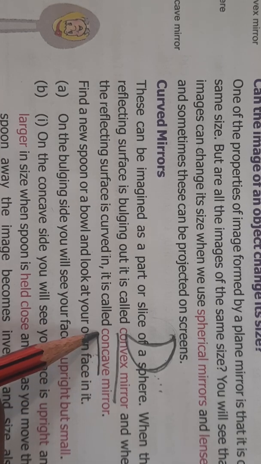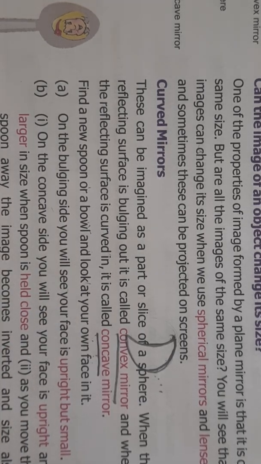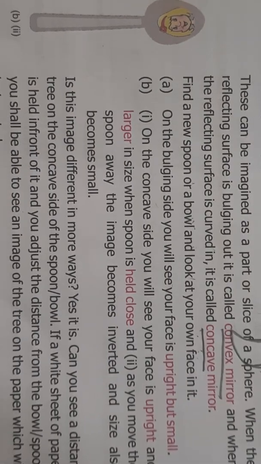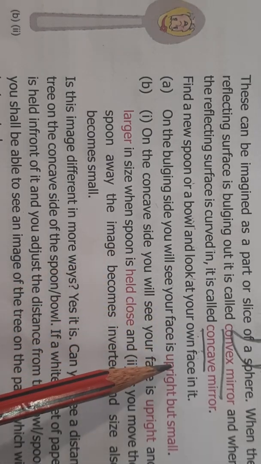So you can remember it very easily by using the term cave. Cave को याद रखना. Cave कैसे होता है? गुफा अंदर की ओर curved होता है. So concave is also curved inside. So when the reflecting surface is curved in, it is called as a concave mirror. You can take a spoon or a bowl, preferably a new spoon or a bowl, and you can look at your own face.